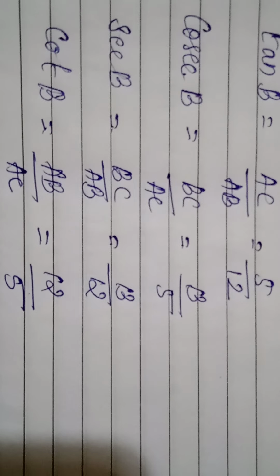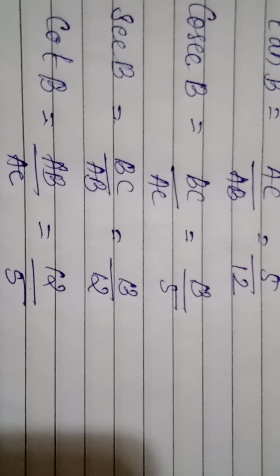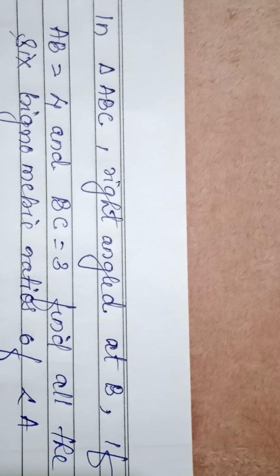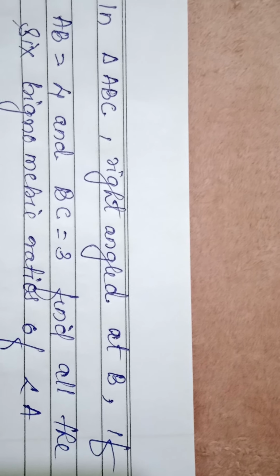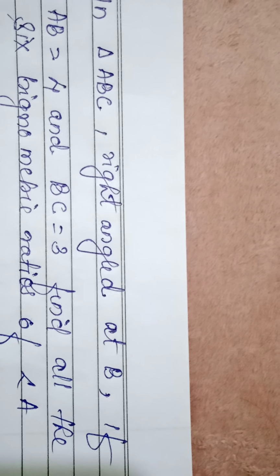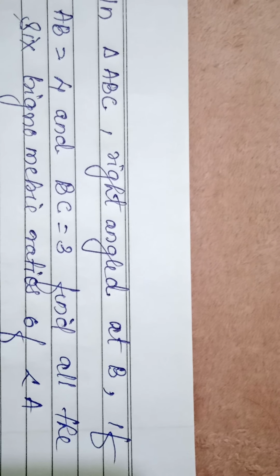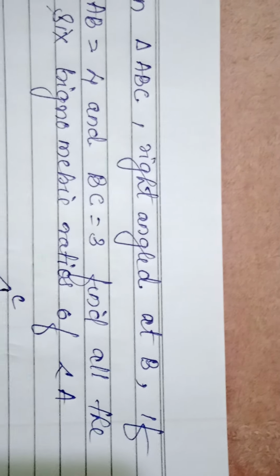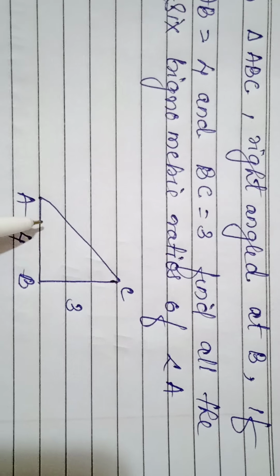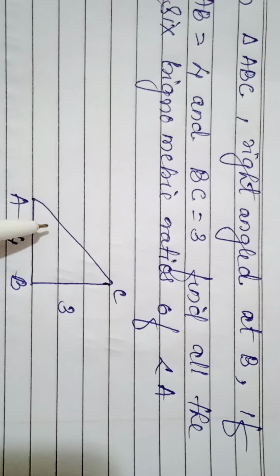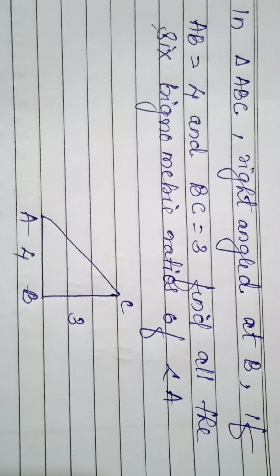Here all the sides are given. Next one is, in a triangle ABC, right angled at B, if AB equals 4 and BC equals 3, find all the six trigonometric ratios. Here the base is given, that is 4, and the perpendicular BC is 3. The hypotenuse measurement is not given here, so we should find the hypotenuse first. How to find the hypotenuse?